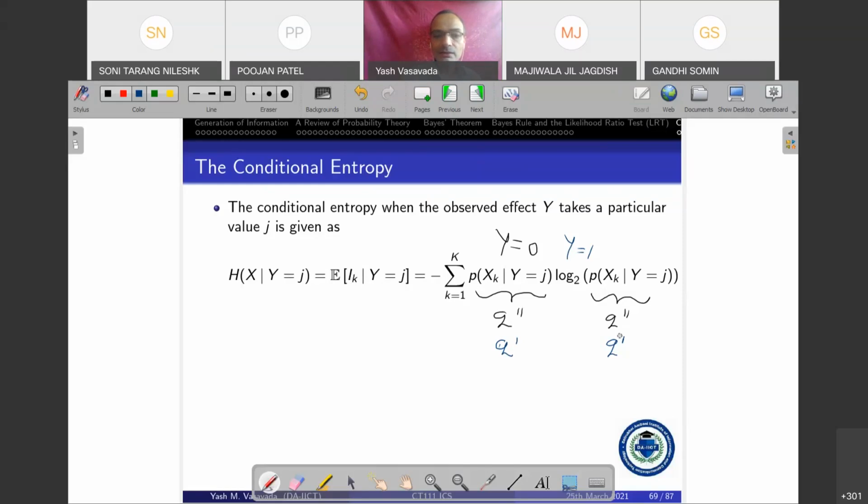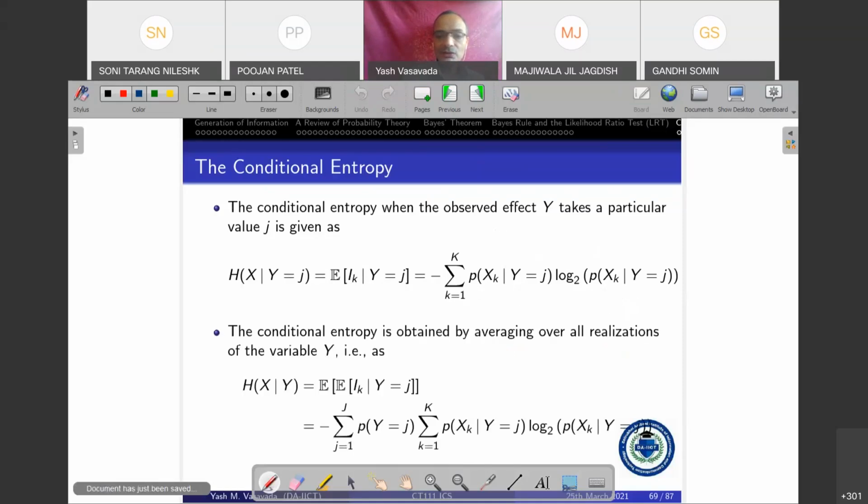And now we have two different conditional entropies. And so we have to do an average of these two. Basically, we have to take the expectation of those conditional entropies. And this part here is doing that averaging.